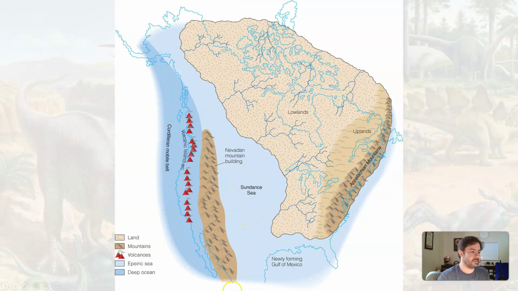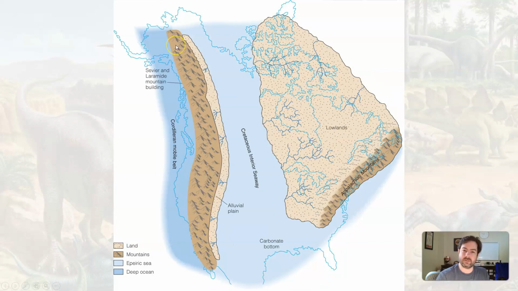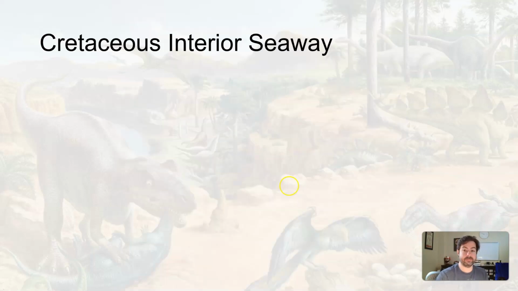The Sundance Sea just kind of came in, and these mountains didn't really separate anything. But once the Cordilleran orogeny had taken place and pretty much put up this high barrier, another transgressive event occurred, and we are creating this Cretaceous interior seaway that covers the continent, and the deposition therein, fossils, etc.